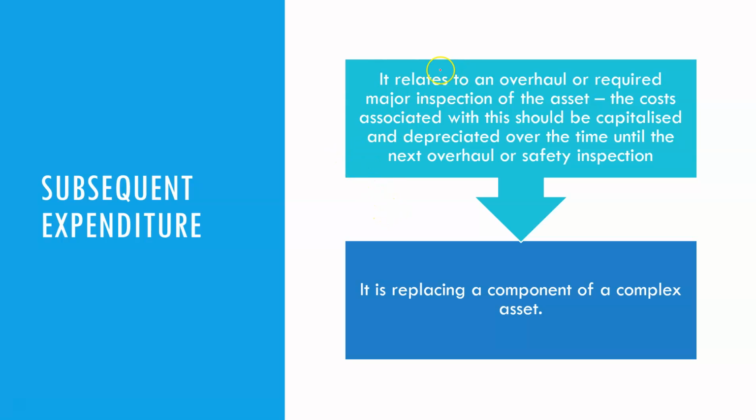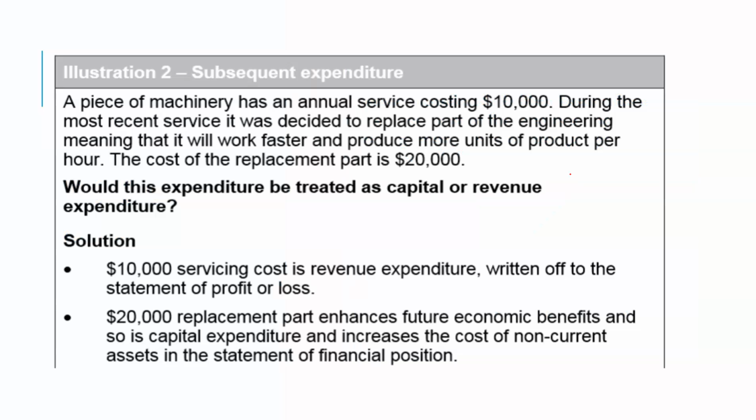So typically you have this idea of an overhaul after an inspection, and this should be capitalized and of course depreciated over time until the next overhaul. So in effect, we're talking here about complex assets where there are different components to the asset, and you have to treat it that way. That's the best way to do it. I gave the example of a plane, for example.